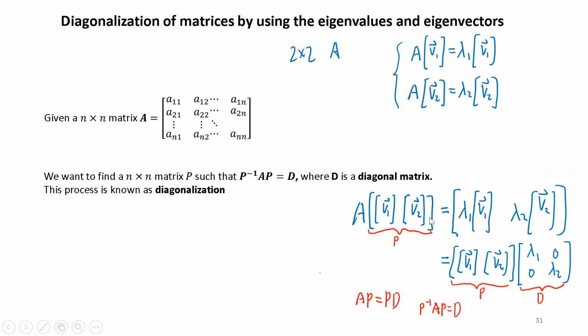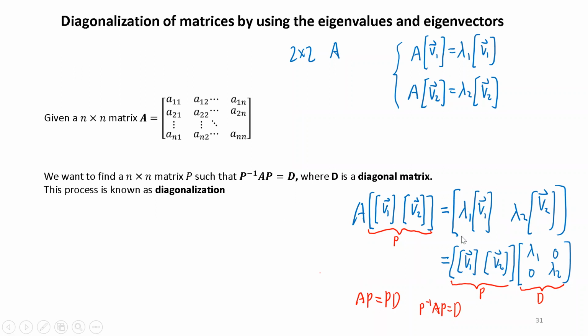So now you exactly see how the eigenvalues and eigenvectors helped us. The elements in this D matrix are exactly the eigenvalues, and this P matrix here is constructed from the eigenvectors.